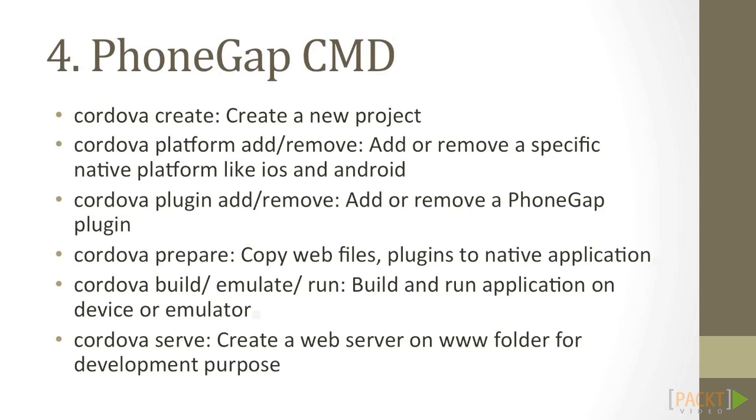The cordova prepare command copies web files and plugins to native applications. The cordova build, emulate, and run commands build and run applications on a device or simulator. The cordova serve command creates a web server on the www folder for the purposes of development. We will use these commands in the upcoming videos.